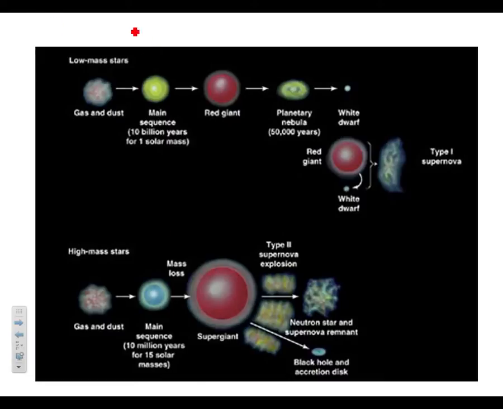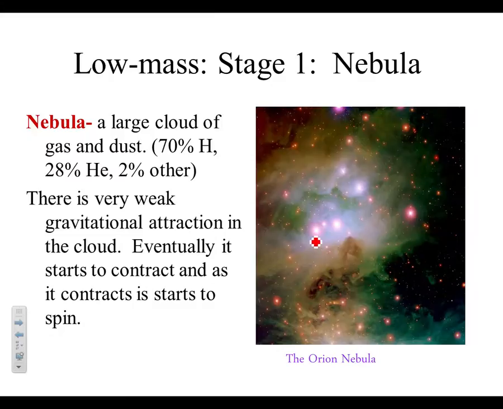And again, these are the tracks that we're going to be following. We're going to do a low mass track, and then we're going to do a high mass track. So we're starting with the low mass track. The first step in developing a low mass star is a nebula. A nebula is just a large cloud of gas and dust, mostly hydrogen, a little bit of helium, a little bit of other gases. There's very weak gravitational attraction in the cloud, but there's enough that these pieces start to come together, and then they have more gravity, so more comes in, more gravity, more comes in, and eventually this cloud starts to contract, and as it starts to contract, it starts to spin.